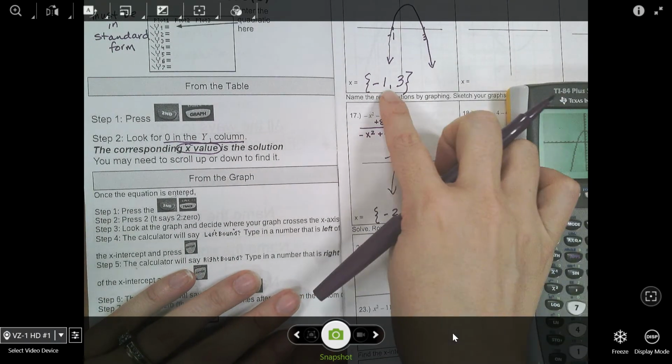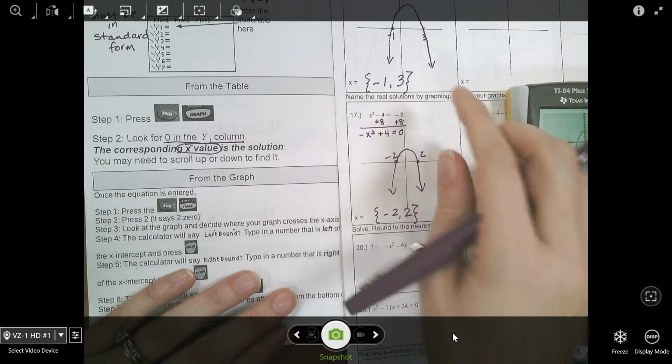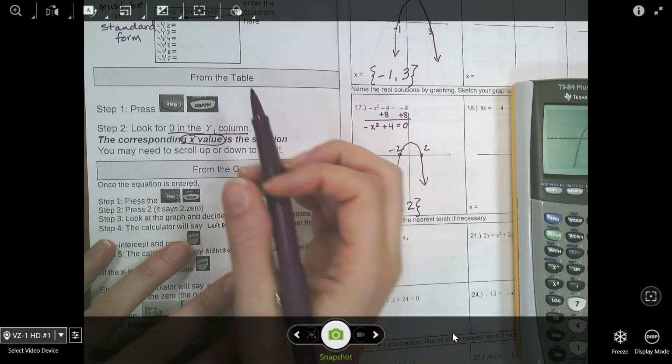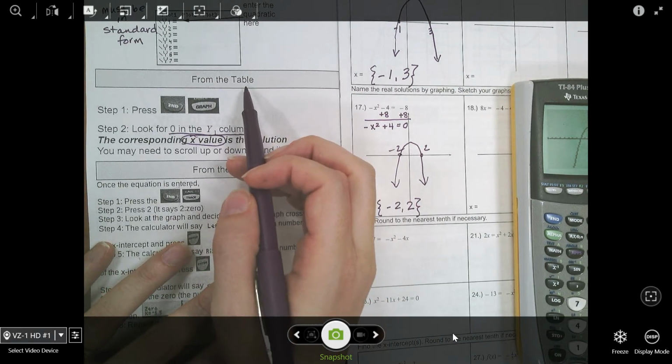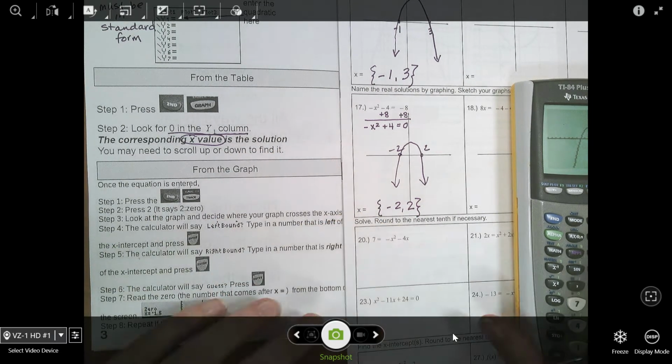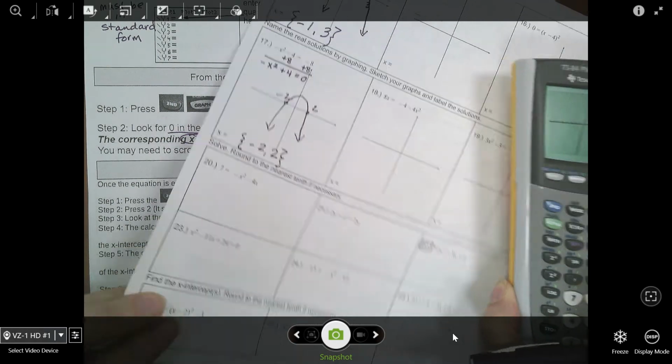solutions that have been integers. Integers are whole numbers and they're opposites. But sometimes they're not going to be nice. So we're always going to check the table first. But if we don't see them on the table, we have to do something else. So we're going to jump all the way over to number 22.